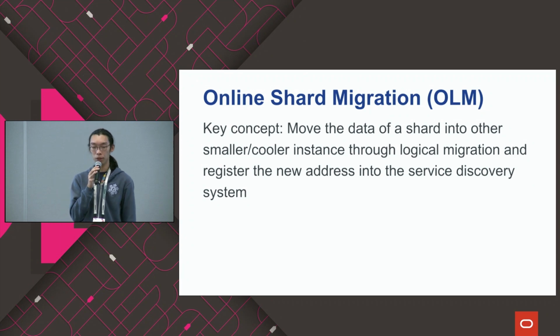The tool we use for online shard migration is called OLM, which stands for Online Logical Migration. The key concept is to prepare the data in a new destination in an online fashion, and then catch up the events that are missing during the migration and bring the new data set up to a point where it's close to the existing data set, and do an address switch or registration in the service discovery to repoint the clients onto the new data set, to achieve the purpose of splitting an instance.